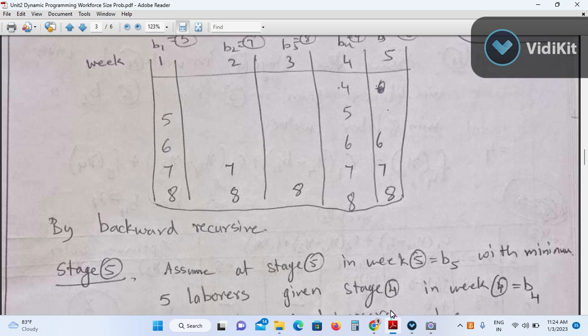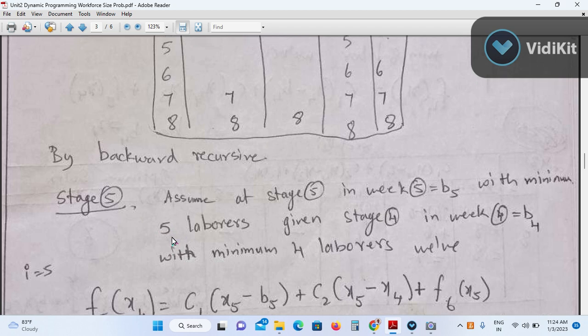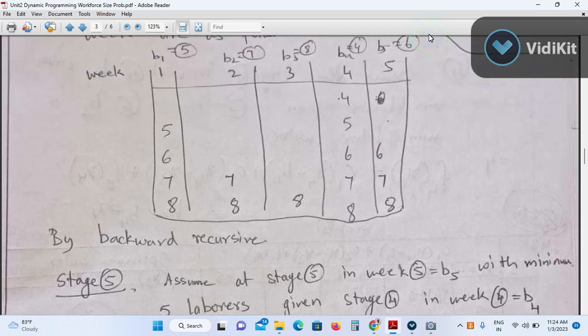You maybe remember this. So therefore we can start from the backward sense, that is from stage 5. That is, we are starting with the 5th week onwards, right? So that is B5 with minimum laborers is what? So 6 laborers. So here I have wrongly put it. It is not 5, it is 6 laborers. So here you can observe this case.